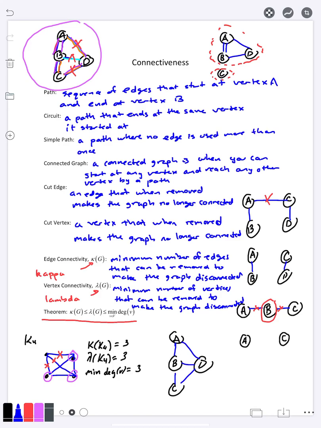So if I want to disconnect things here, and I want to do it by edges, well, let's see here. If I were to cut out those 2 edges right there, I'm going to call this graph G. If I cut out those 2 edges, the A would be disconnected from B, C, and D, so therefore kappa of this graph would be 2. No single edge would work.